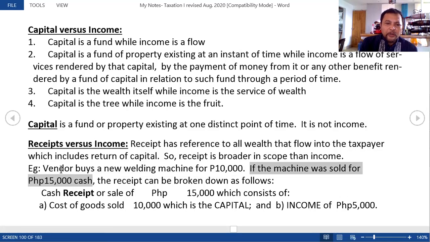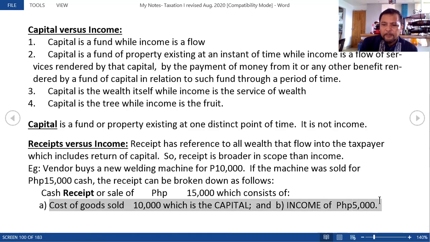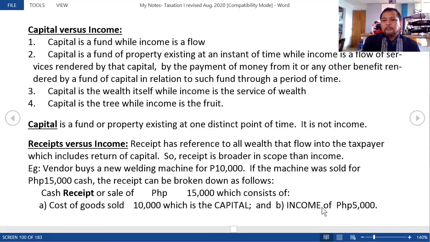Meaning this is not a vendor, but a trader. So he sold the welding machine for 15,000 pesos. Therefore, the receipt can be broken down as follows. The cash receipt is 15,000 pesos, and the cash receipt includes the cost of goods sold, which is 10,000, the capital, and the income of 5,000 pesos. So receipt is broader than income because it includes the capital and income, while income is purely income and does not include capital.